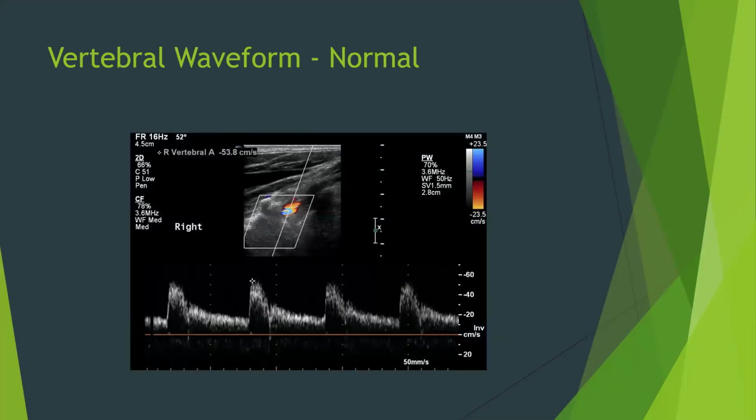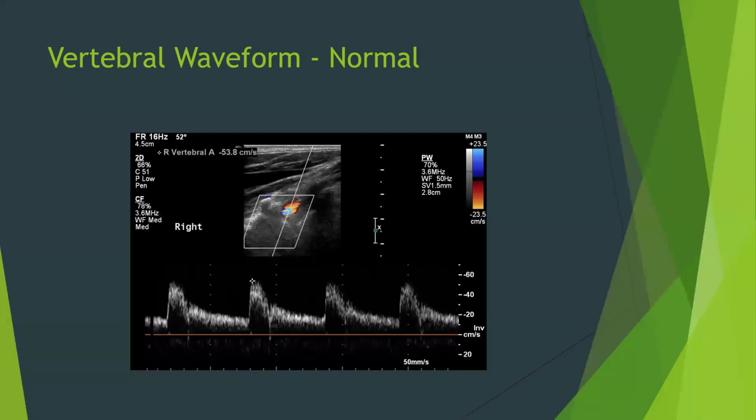So again, here's a normal vertebral artery waveform. As you can see, we're only getting a very, very small part of that vertebral artery itself, right in between the transverse processes of the vertebrae. So low resistive, good acceleration time, good spectral window there. This is a normal vertebral artery waveform, okay?